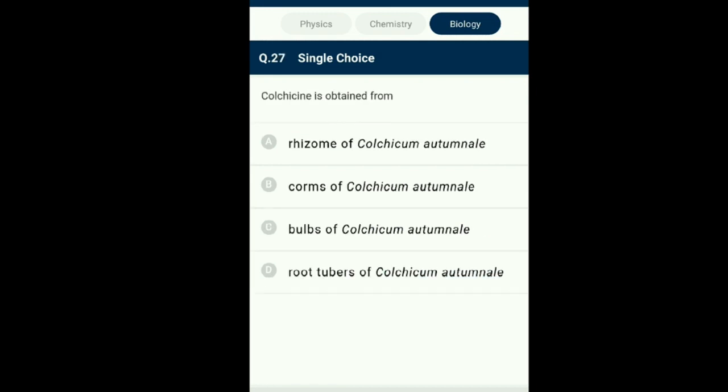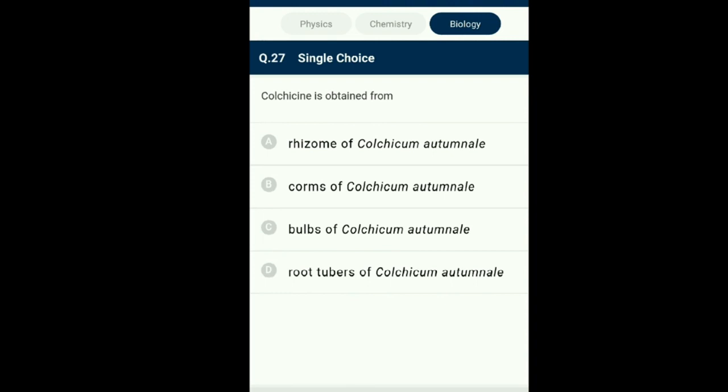Question number 27. Colchicine is obtained from. Colchicine is a type of alkaloid that has many applications. One of the major applications is in the treatment of gout and Behçet's disease. It is also useful in the plant breeding process, where it induces polyploidy by inhibiting the segregation of the chromosomes during meiosis, resulting in half of the gametes with whole chromosomes and another half with no chromosomes.